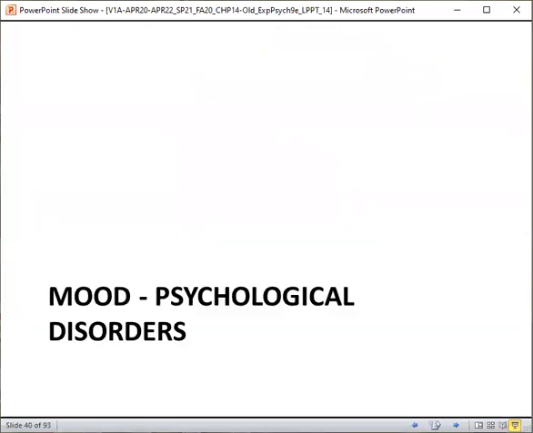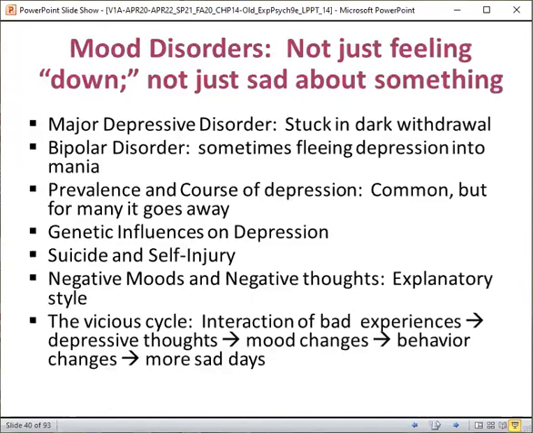All right, so that wraps up anxiety. I want to at least touch base real quickly here on mood psychological disorders. We'll be looking at major depressive disorder, bipolar disorder, the prevalence and course of depression, genetic influences, suicide and self-injury, negative moods, and the vicious cycle. We'll talk more about what that is as well.